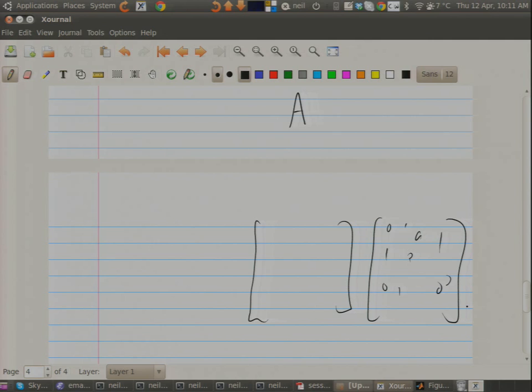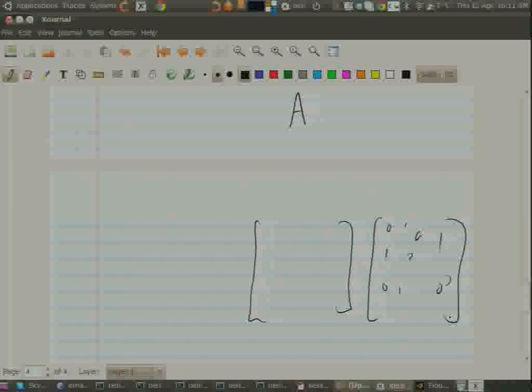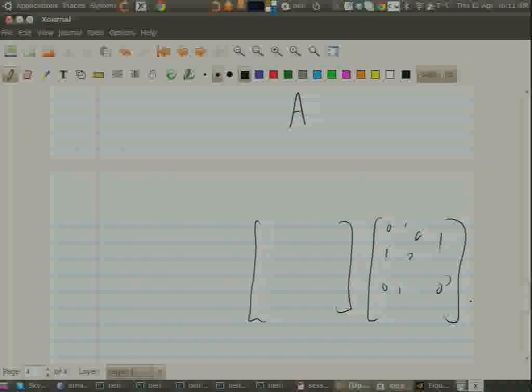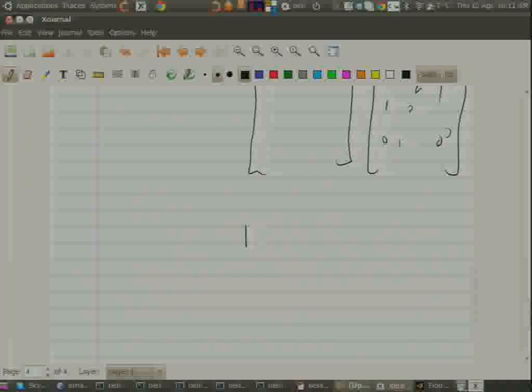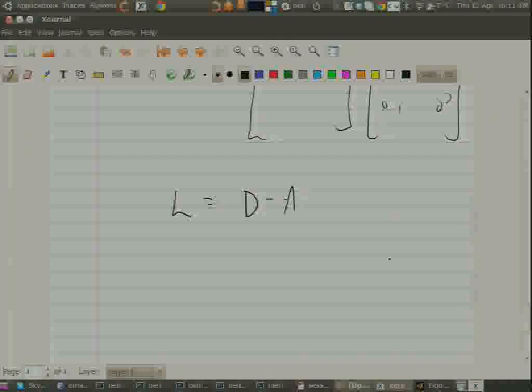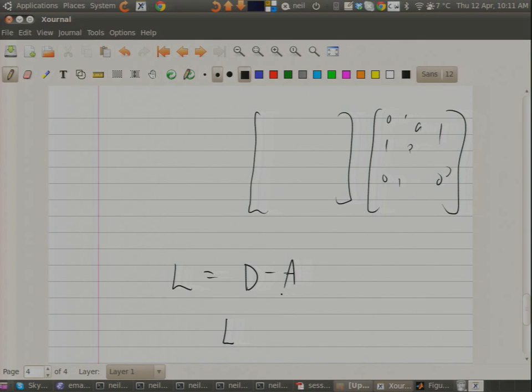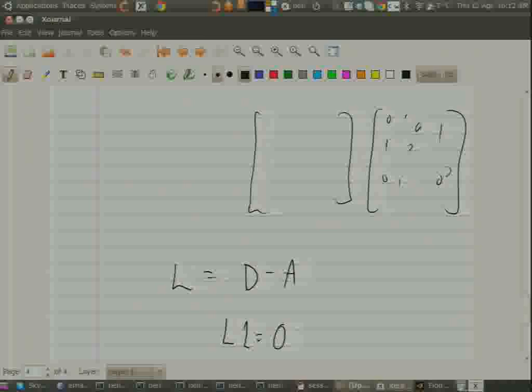Okay, so because the zero's down the diagonal, it doesn't matter what the diagonal of A is. You can set the diagonal of A any way you like. So what this is saying is replace A with D minus A, where D is a diagonal matrix. Call that L. L also has the characteristic, because D is the sum of the rows, that L times 1 is equal to 0. It's got this null space.